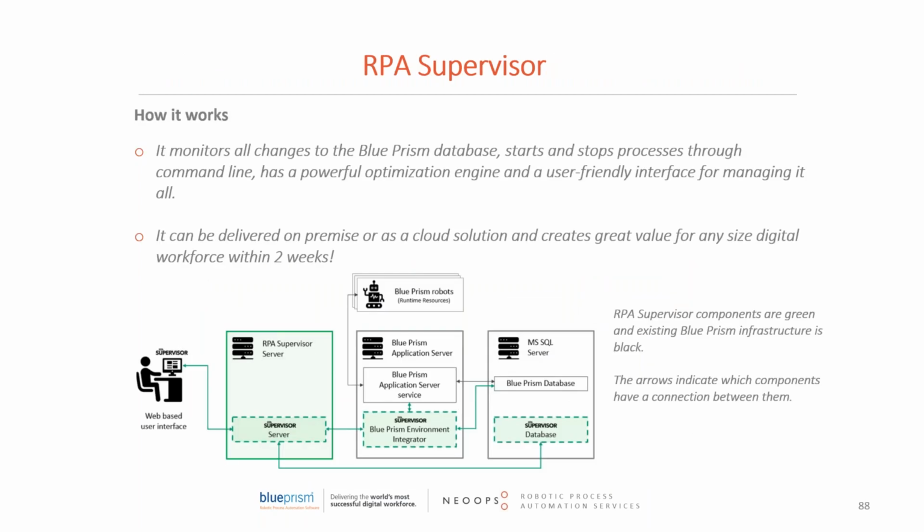You may ask, so how does it all work, what do I need to do? On the picture on this screen, what is in green color is the part which is being added by RPA Supervisor. RPA Supervisor is actually a separate database, and there is a Blue Prism environment integrator component which talks to Blue Prism and reads all the necessary data to provide the functionality which I was talking about.